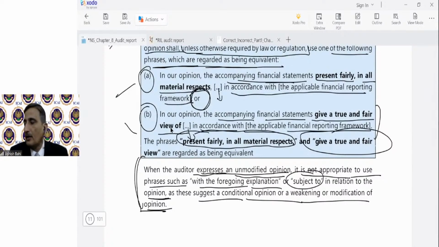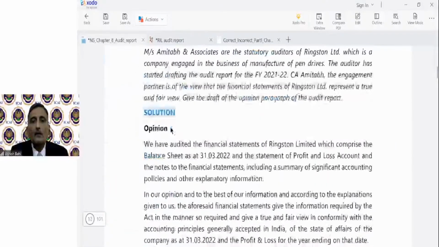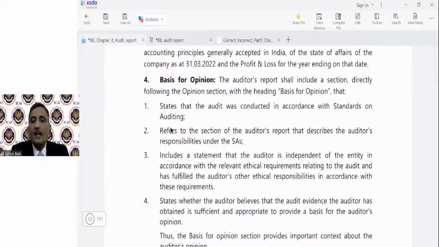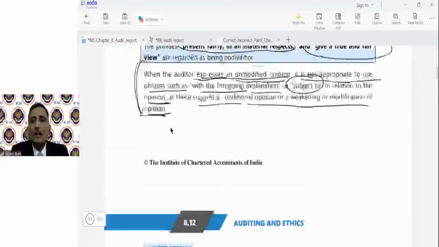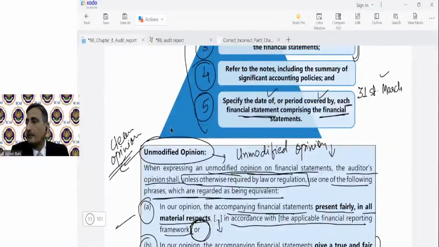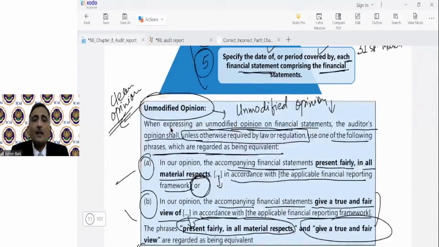Yes, clear to you, students? So after giving his opinion, after this opinion paragraph, yes, Rituraj, why these two phrases are given instead of suggesting one? Because these have been prevalent. These two phrases have been prevalent since long, and it has been thought proper that these both are correct, and these both convey same meaning, and it would be appropriate to use any of them. Okay.